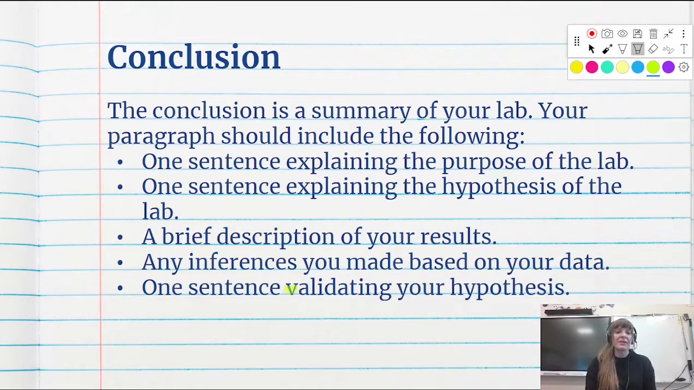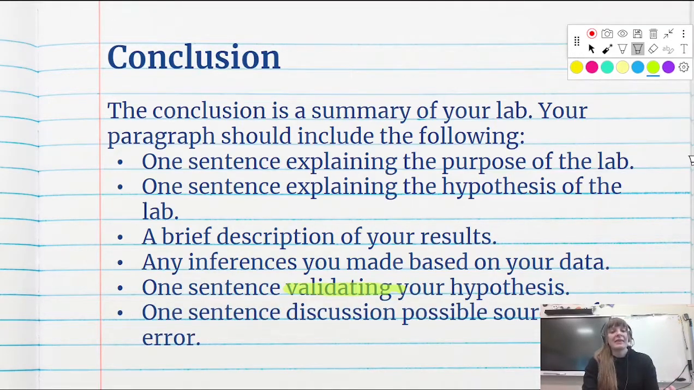This is very important. You need to go back to your hypothesis and you need to reference whether your hypothesis was proven correct or whether your hypothesis was incorrect. And of course, you have to validate it using data from your lab. And of course, in a conclusion, you also should have a sentence dedicated to discussing possible sources of error.